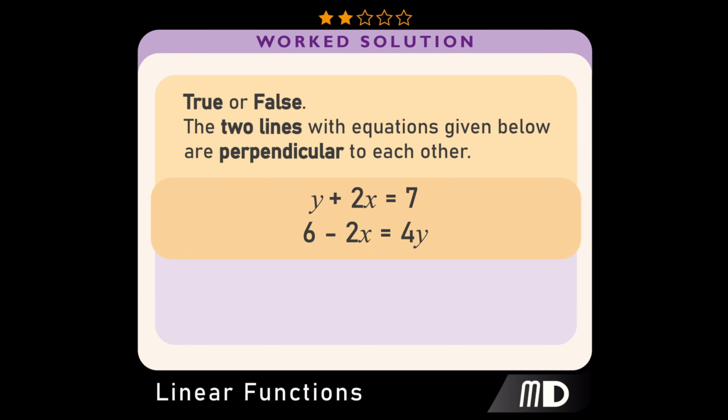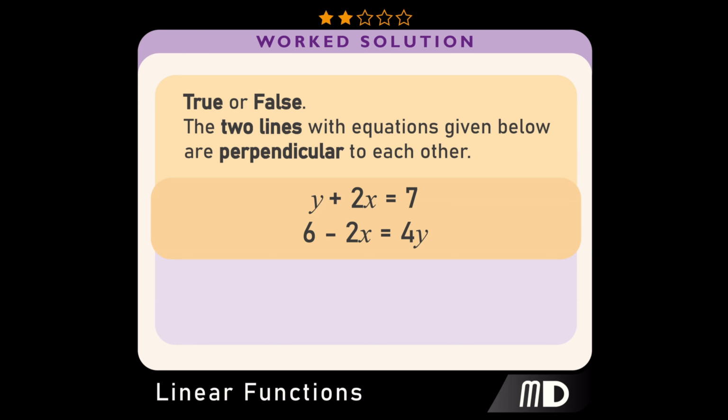Now in this video we're going to answer the following question. True or false, the two lines with equations given below are perpendicular to each other, and we've been given the two equations y plus 2x equals 7 and 6 minus 2x equals 4y.